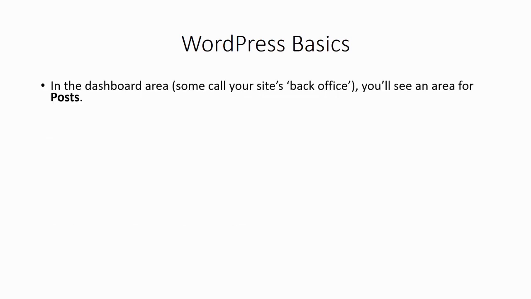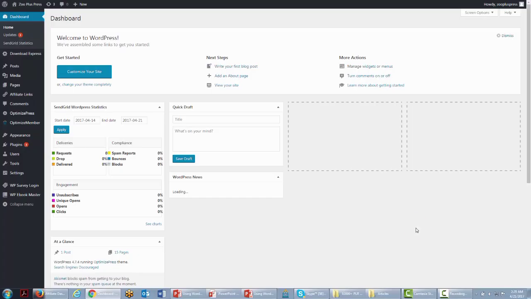networking business. Now in the dashboard area, that some people call your site's back office, you'll see an area for posts. And in your dashboard area, you'll see it on the left-hand side menu. If you hover over it, you'll see that the posting section has all posts, add new posts, categories, and tags within the sub menu.